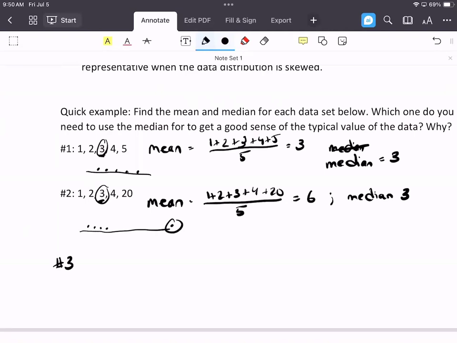Well, what if we had an even number? 2, 4, let's say 6, and 8. What's the median of this? What you're going to do when you have an even number is go to the 2 center data points and then average them. So you average just the 2 middle numbers. Once again, though, you will need sorted data.